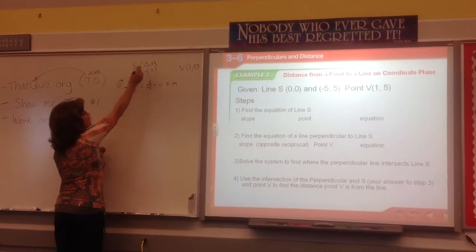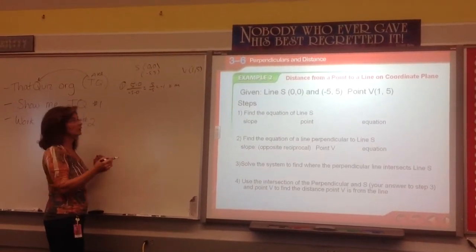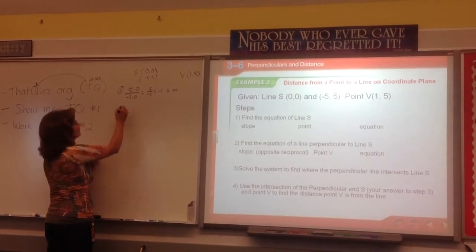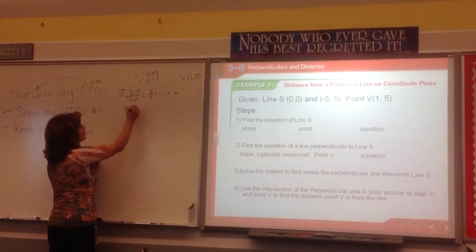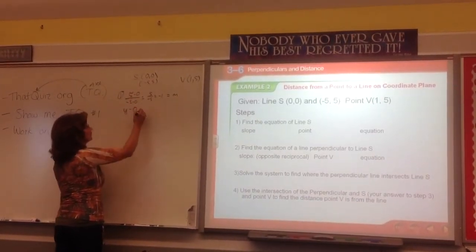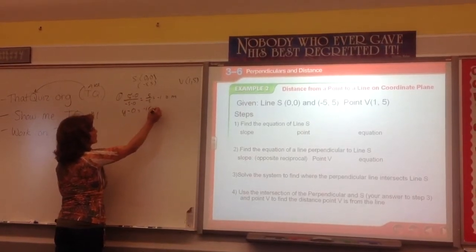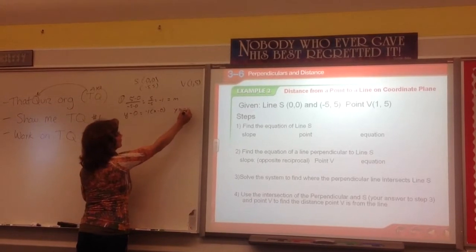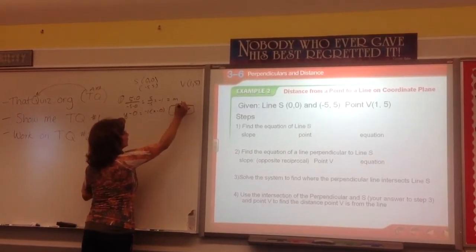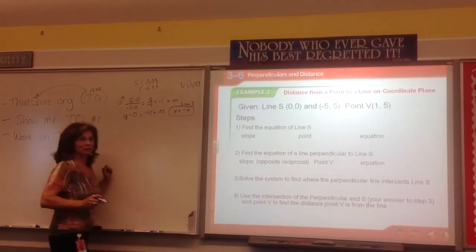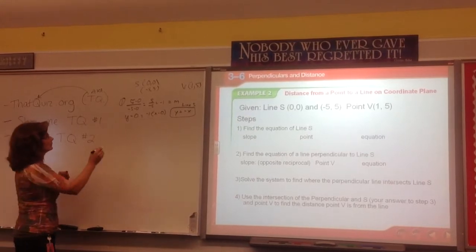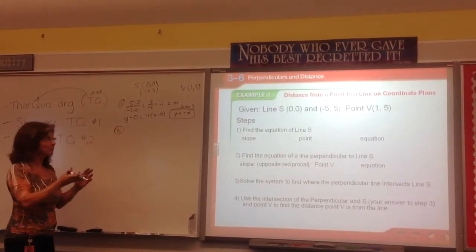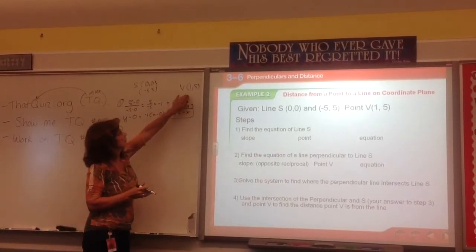We have a point. We can use either point to write an equation. I use the ones with zeros and ones if I can, it's easier. So y minus y sub 1, I'm going to use 0, equals the slope times x minus x sub 1. And that's going to simplify to y equals -x. There's the equation of line S. Easy to do.